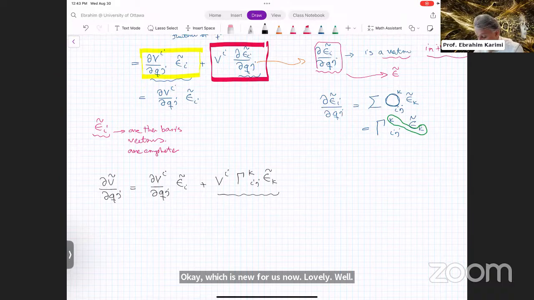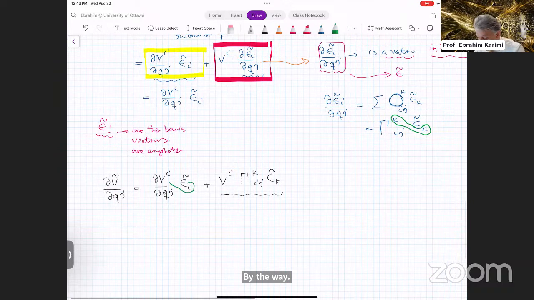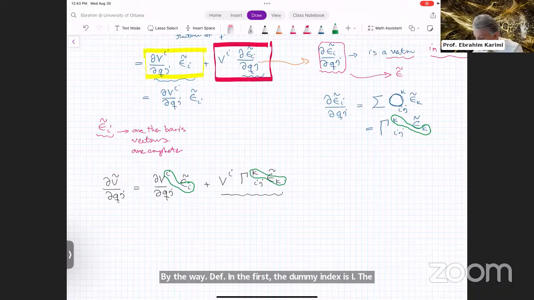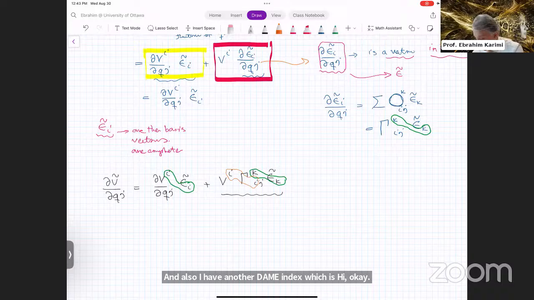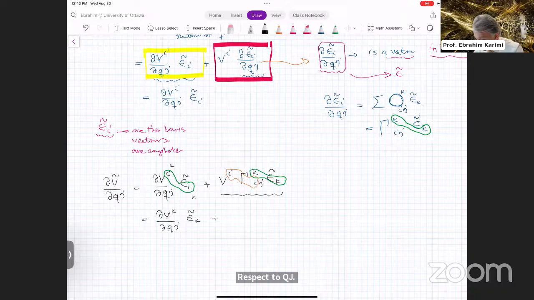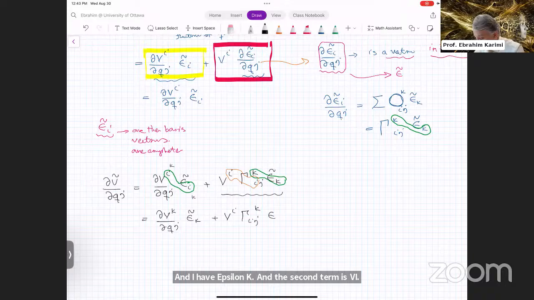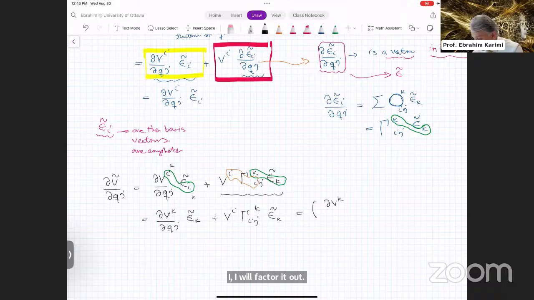By the way, in the first term the dummy index is i. In the second term the dummy index is k, and I also have another dummy index, which is i. Now, there are two independent summations, so I can change the language a little bit. I can switch this index i to be k. Nothing will change. So that will be the derivative of V^k with respect to q^j, and I have epsilon_k. And the second term is V^i gamma^k_ij epsilon_k. Now one of the summations is the same, so I will factor it out. So it will be the summation of the derivative of V^k with respect to q^j plus V^i gamma^k_ij, times epsilon_k.